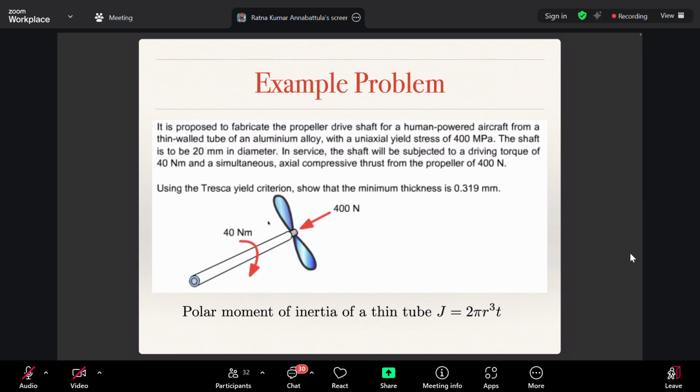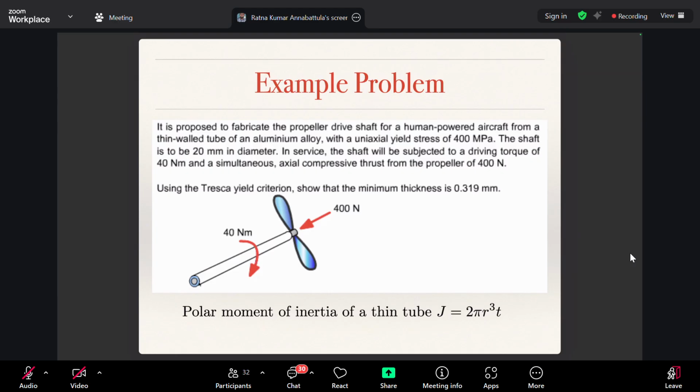So here, what we have is a propeller drive shaft of an aircraft, wherein you rotate this propeller and there will be a torque applied on it. That torque is 40 Newton meter. Because of the propeller thrust, there will be an axial force on it. That means it is a combined stress problem. Because of the 400 newtons force, you will generate axial stress, that is normal stress. Because of the torque, you will generate shear stress. So you have a combined stress state.